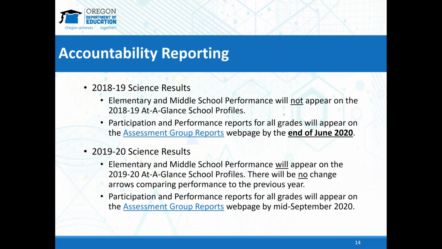We have a question. Okay. When will the 2018-19 scores be given to the media? So those reports are going to be released mid to end of June. Don't have an exact date yet, but it'll be before the end of June of this year.